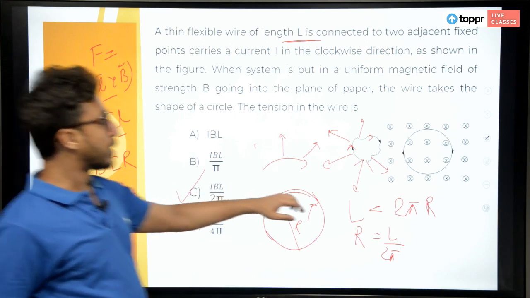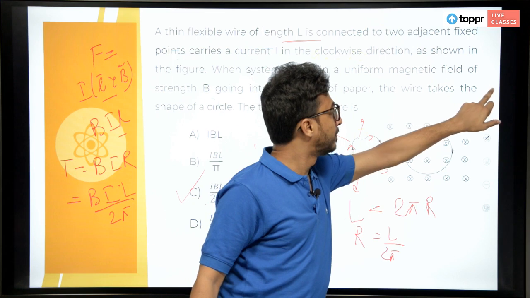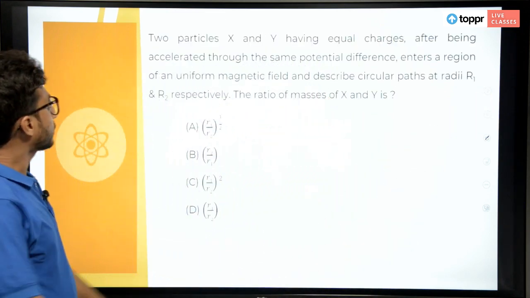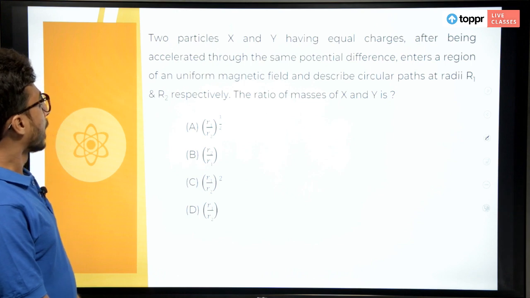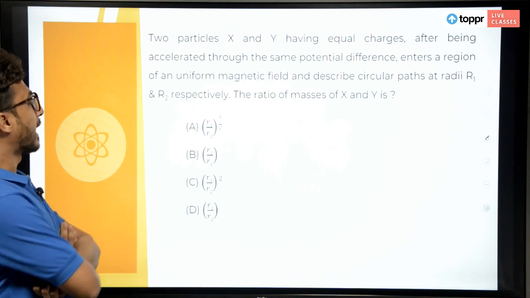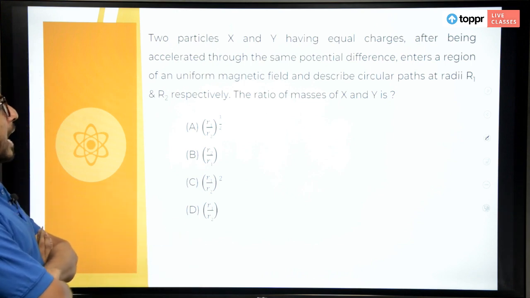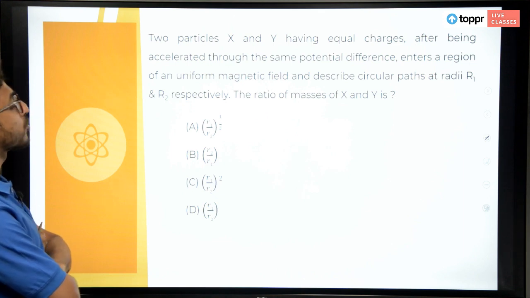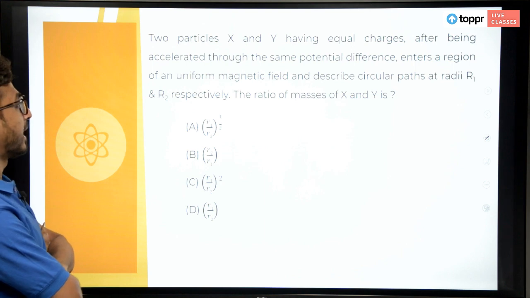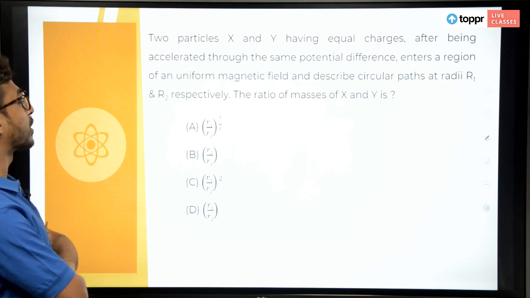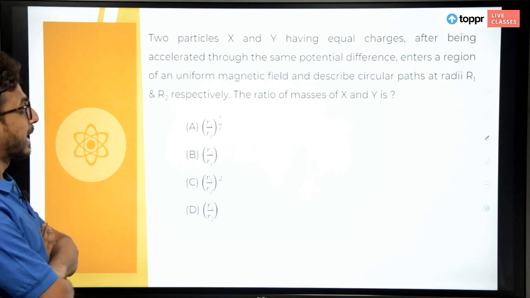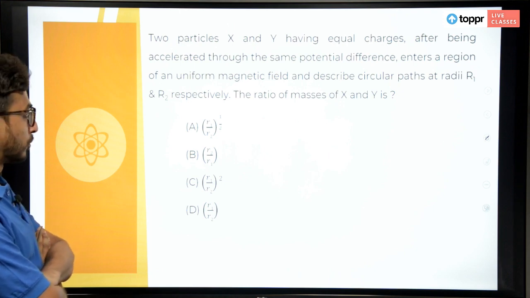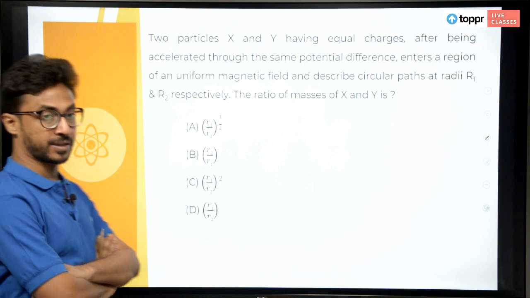Let us move on to the next question. Okay. Two particles X and Y having equal charges, after being accelerated through the same potential difference, enter a region of a uniform magnetic field and describe circular paths of radii r1 and r2. We have to find the ratio of the masses.